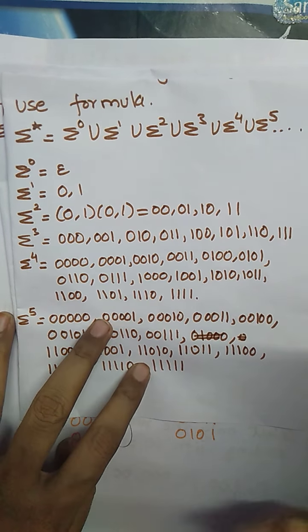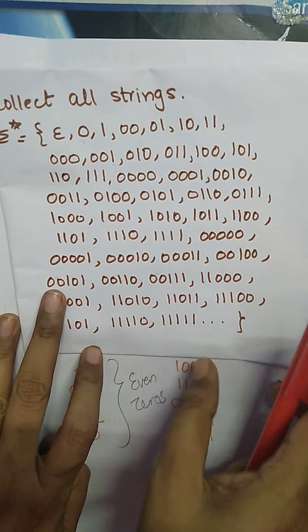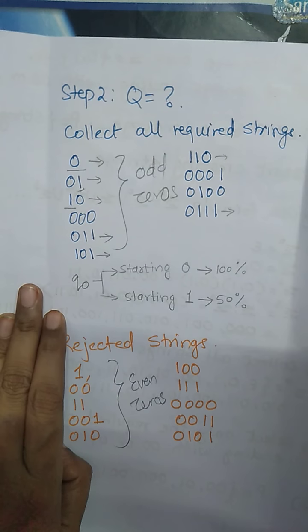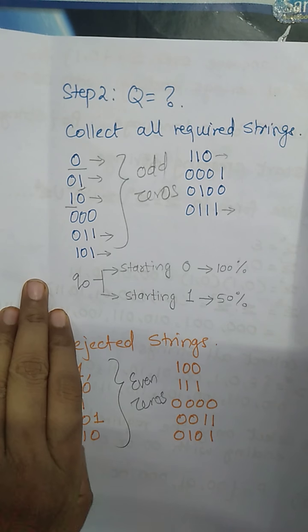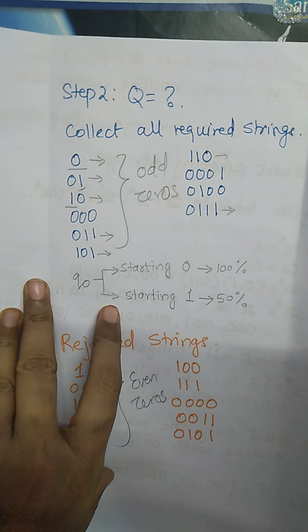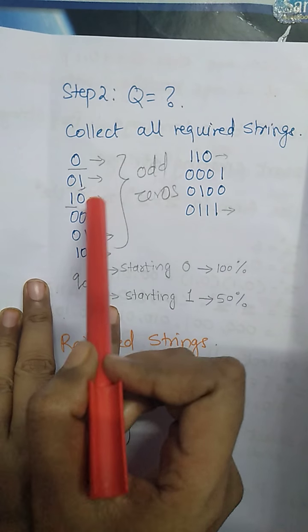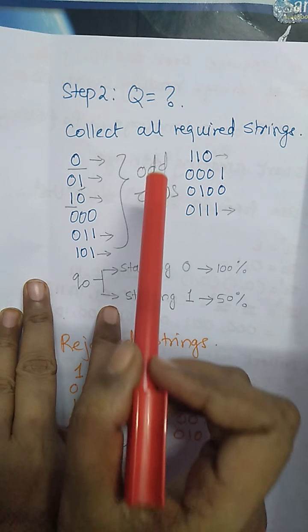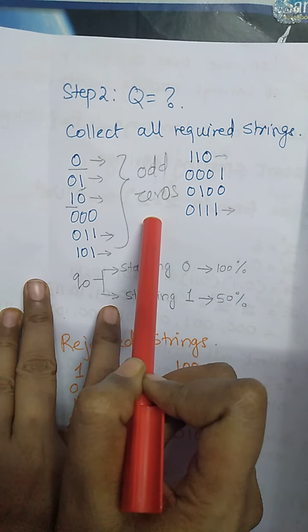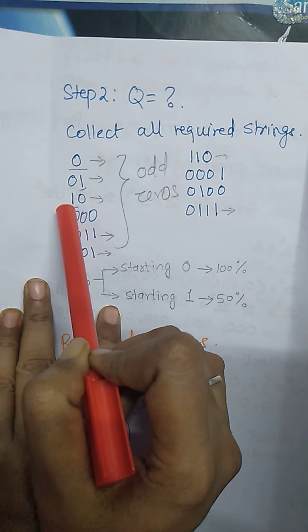After getting all the strings, we are going to collect them in one set. After finding sigma, now we have to find Q. For finding Q, we have to sort out the strings according to the requirement. We have to collect all the strings which have an odd number of zeros and any number of 1s. What is common is that the strings have an odd number of 0s, but the string can start with 0, like 0 1, and it can also start with 1.